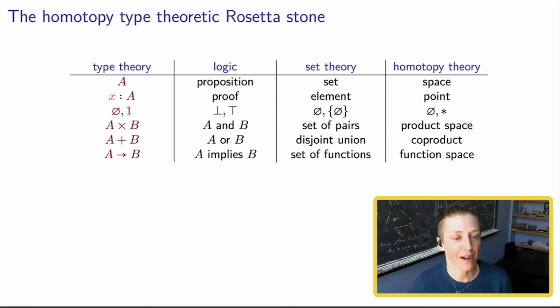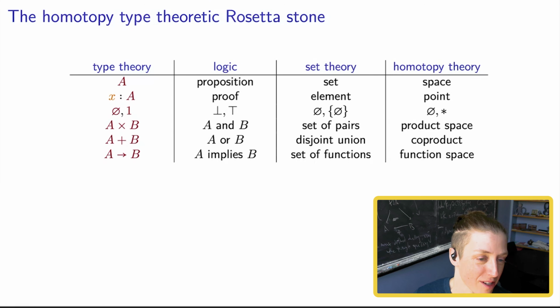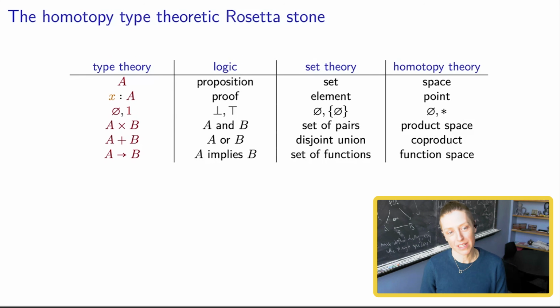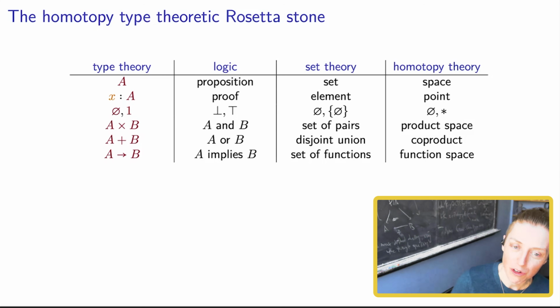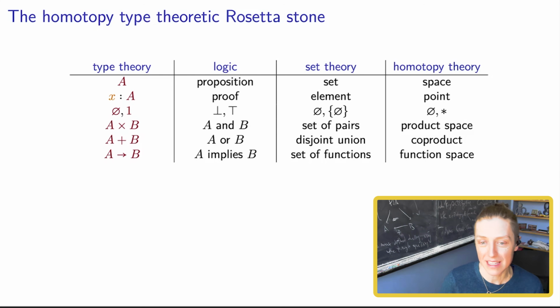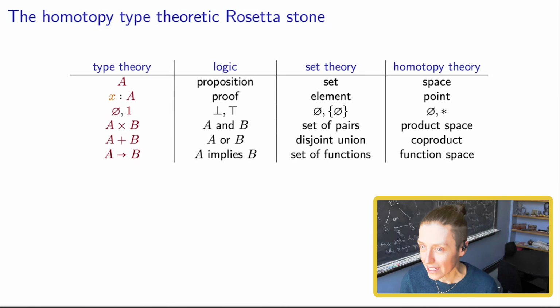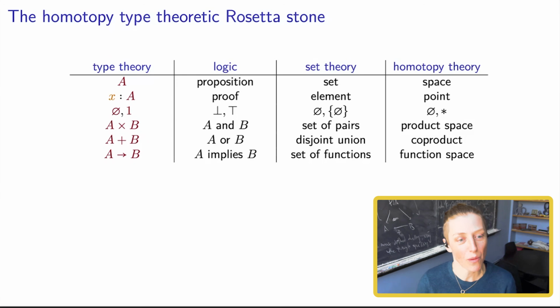And then we have various type-forming operations. There's something called the empty type. There's something called the singleton type. Those correspond logically to the false and true propositions, or set theoretically to the empty set or the set containing a single element. Homotopy theoretically, to the empty space or the space containing one point.